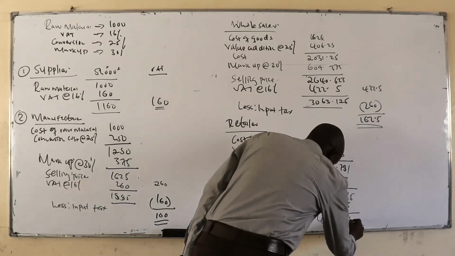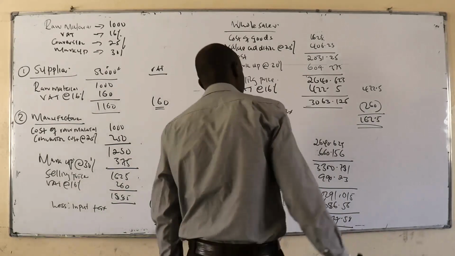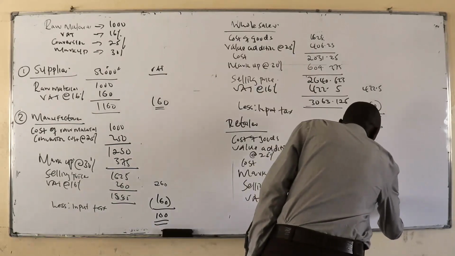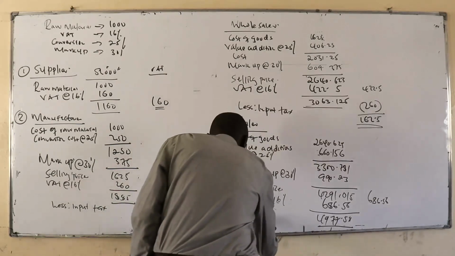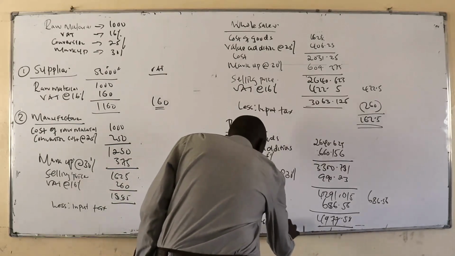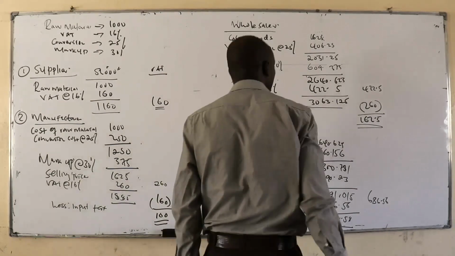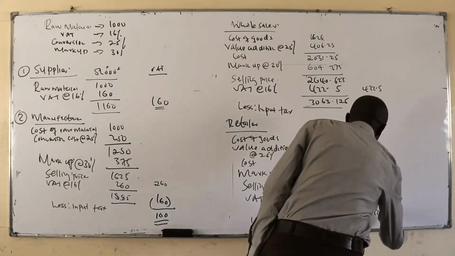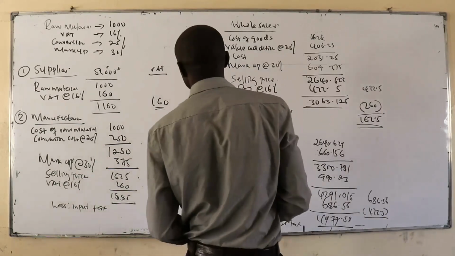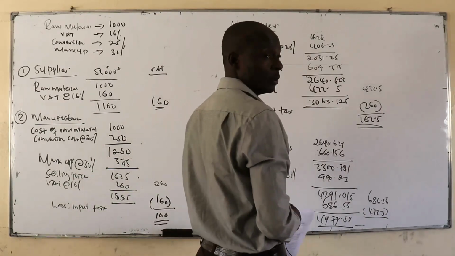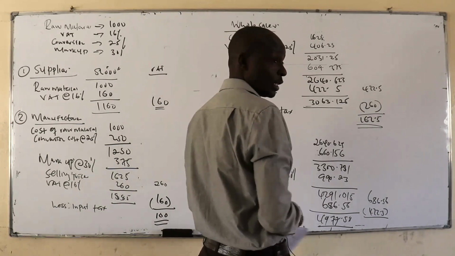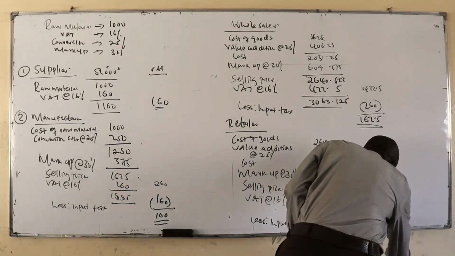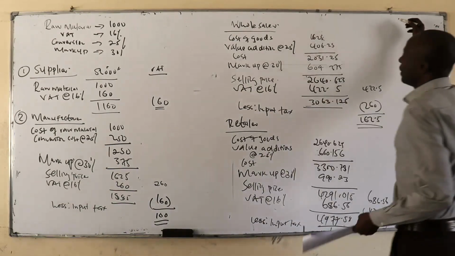So the this is the output tax 486.56. Then you less input tax. Input tax will be how much? 422.5. Nakuja ngapi? 264. 264.06. So the total VAT paid.